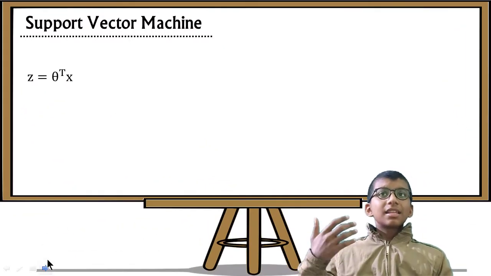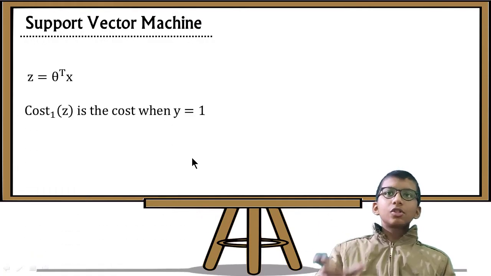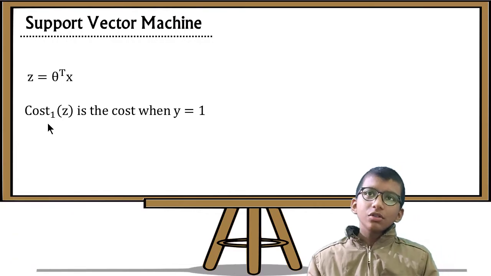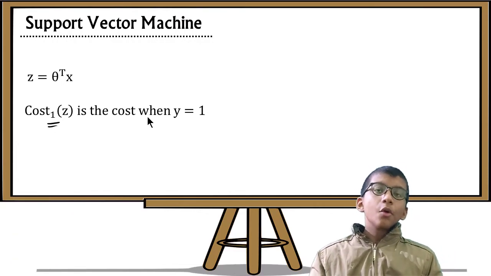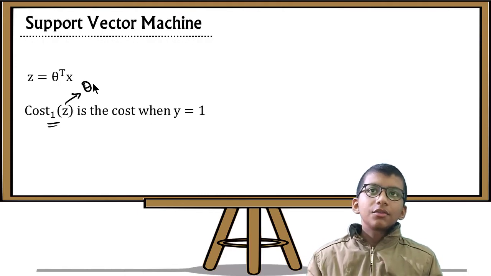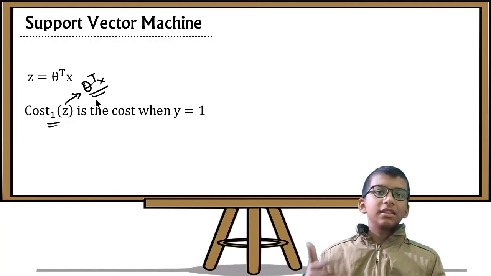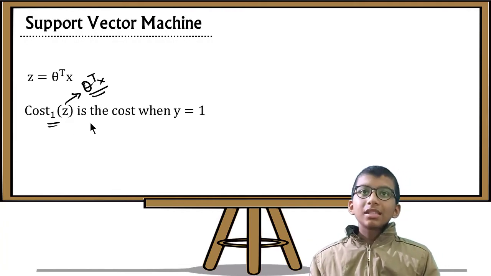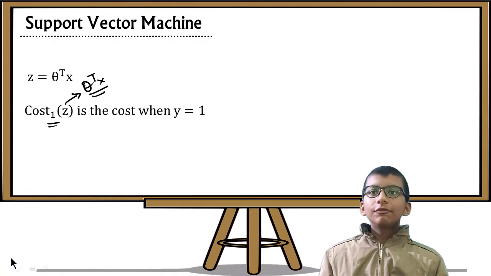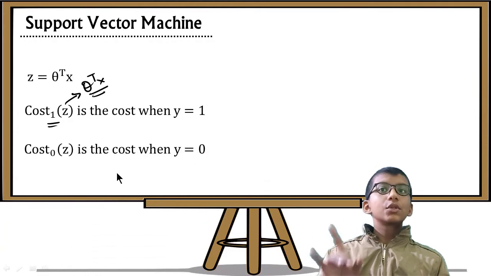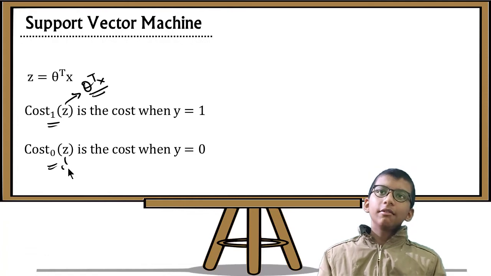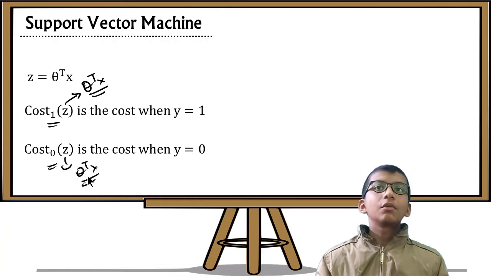In the support vector machine, we have talked about z equals theta transpose x. Here cost 1 of z is the cost when y equals 1, where z is theta transpose x. And the cost when y equals 0 is cost 0 of z, where z again is theta transpose x when y equals 0.